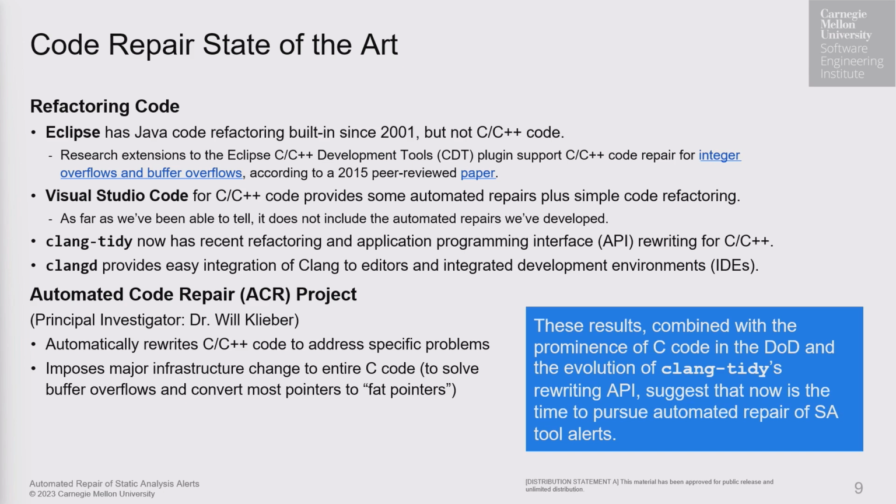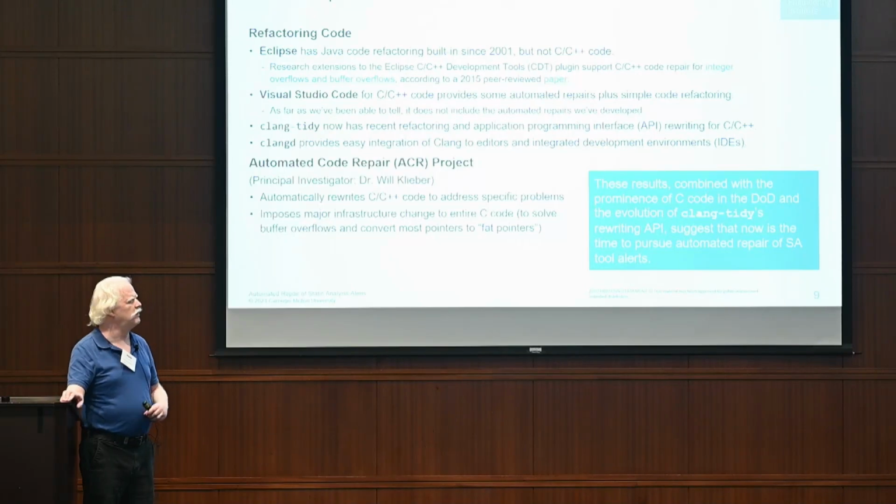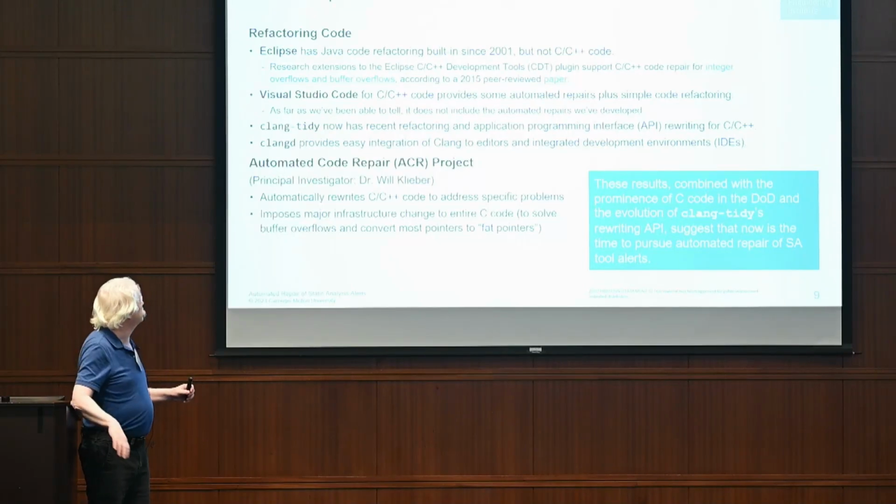Eclipse has an IDE mode called CDT for C and C++ development. It doesn't have refactoring. Visual Studio Code has C and C++, of course. They have some refactoring for it, but they don't repair the kinds of problems we have. Now, there are various research endeavors to both detect and repair code, but right now they're still in the research phases.